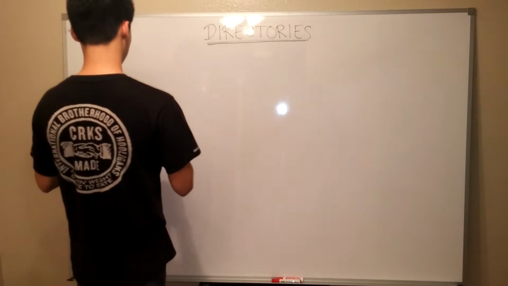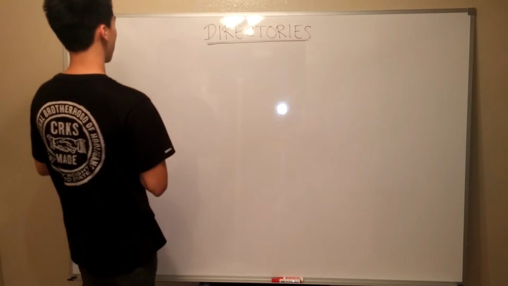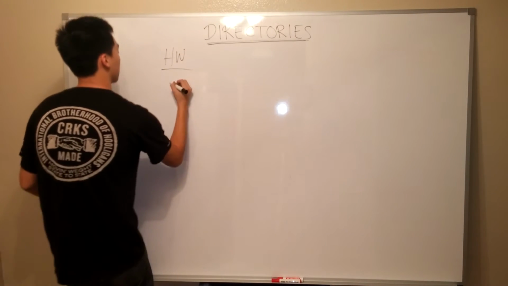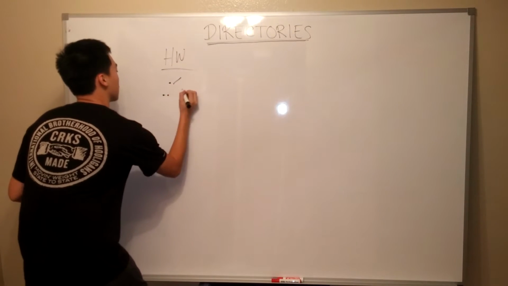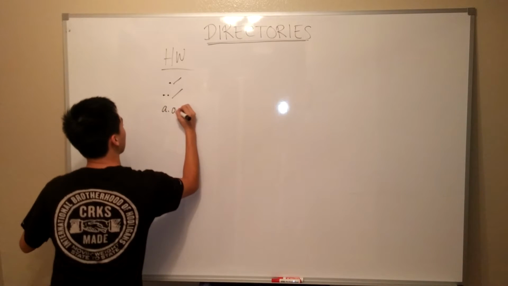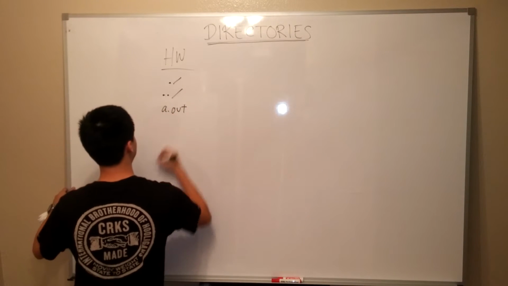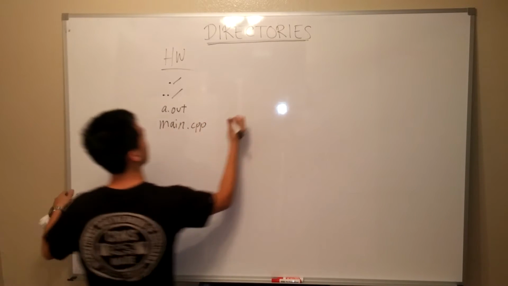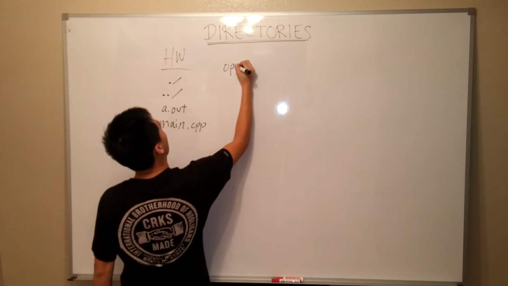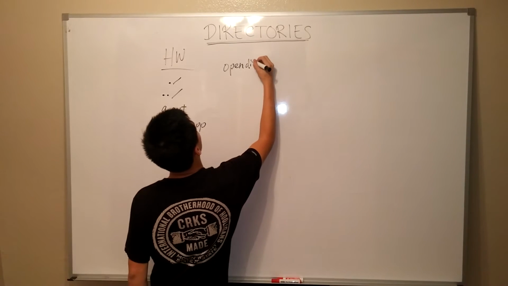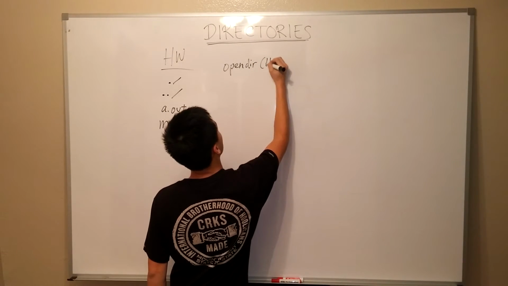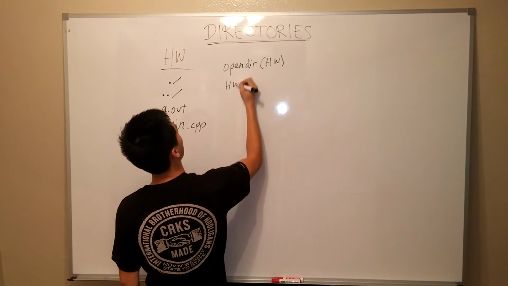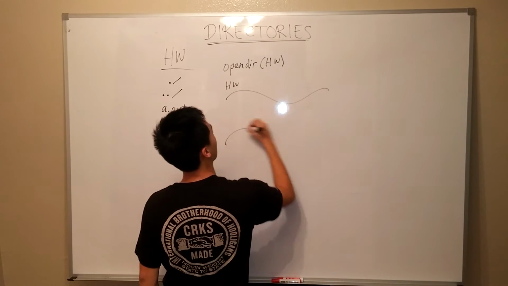Let's do this. All right, let's say we have a directory called homework. And inside of it, we have dot file, dot dot, a dot out, and main.cpp, my bad. The opendir system call takes in a directory name as its parameter, and opens a directory stream corresponding to the directory name. So, if we do opendir on our homework directory, we open homework as a directory stream.